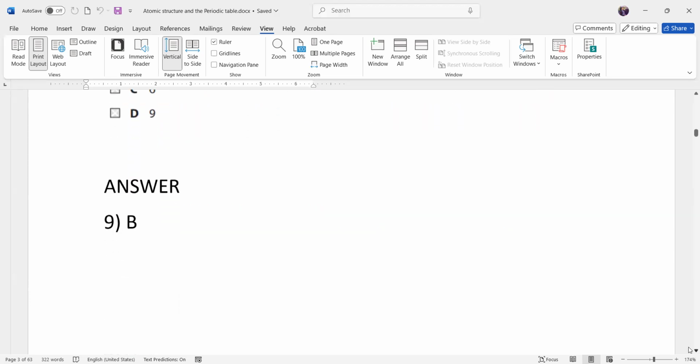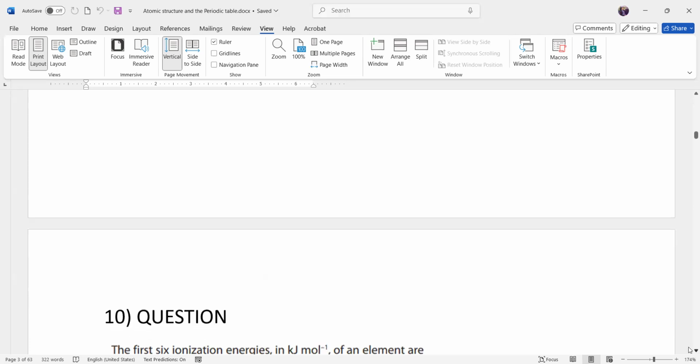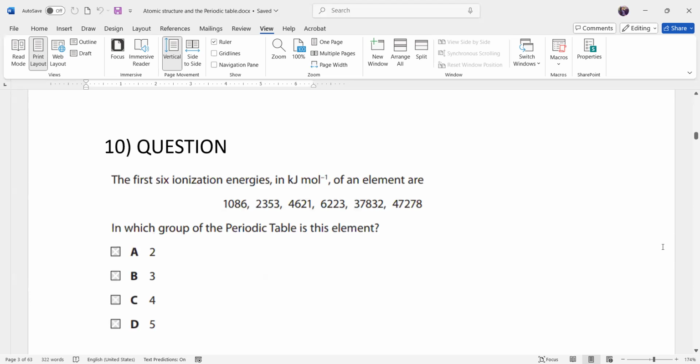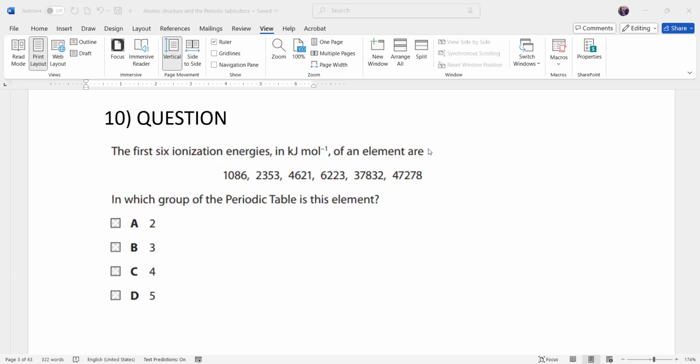About the mass spectrum, that's our next topic. In which group of the periodic table does this element belong? We have the successive ionization energies given to us. When we remove the first electron, how much energy is needed, then the second, third, fourth, and so on. So why is C the right answer in this case?